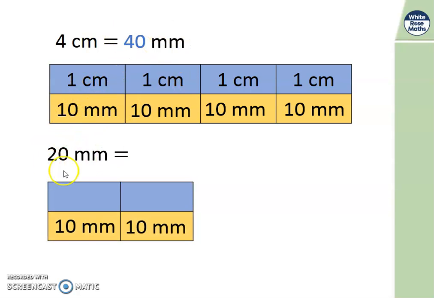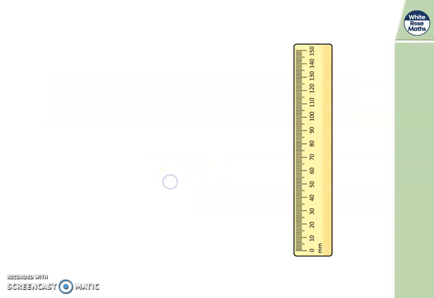This time I'm telling you the millimetres, and that's the part in the orange. 10 millimetres and 10 millimetres makes 20 millimetres. What do I record across the top? That's correct. And that makes 2 centimetres altogether. Well done. Let's have a look at this millimetre ruler, counting up in tens.